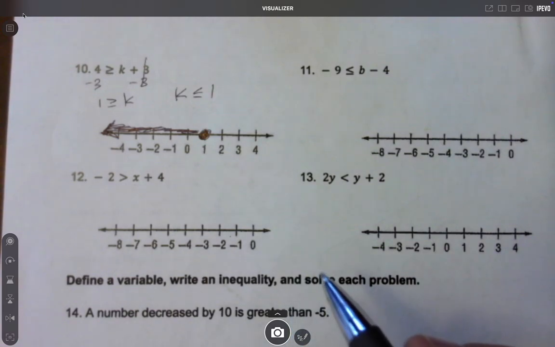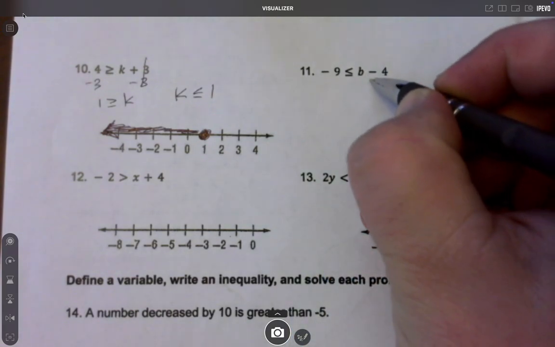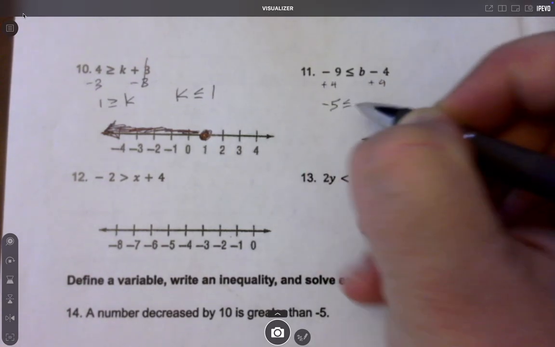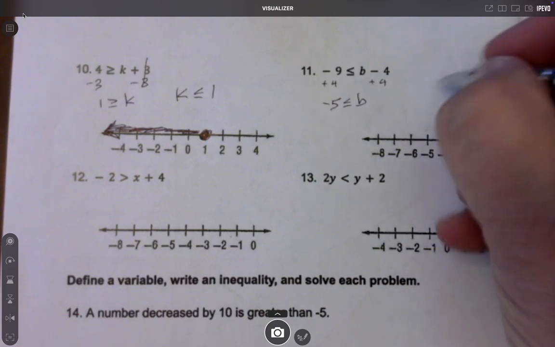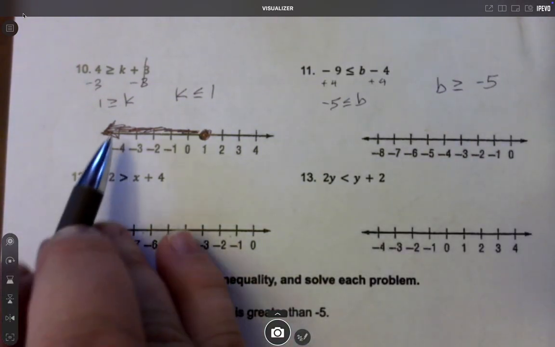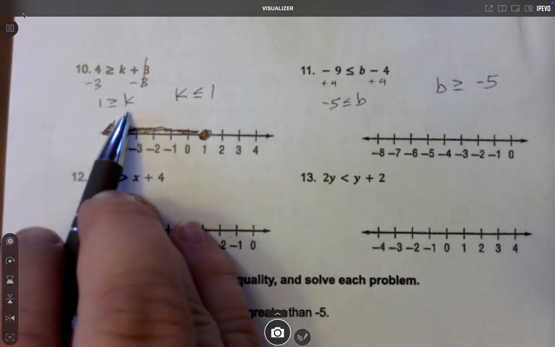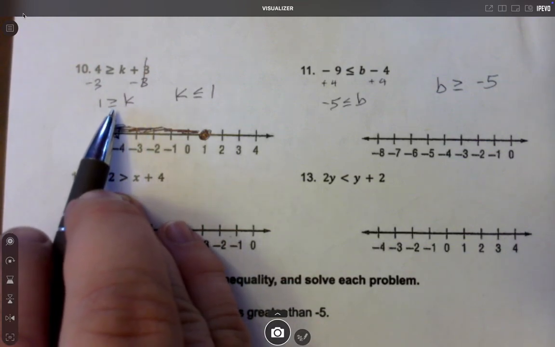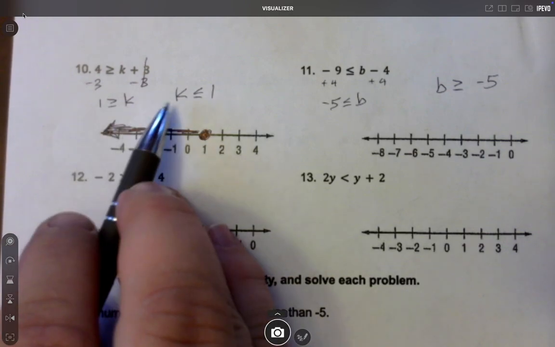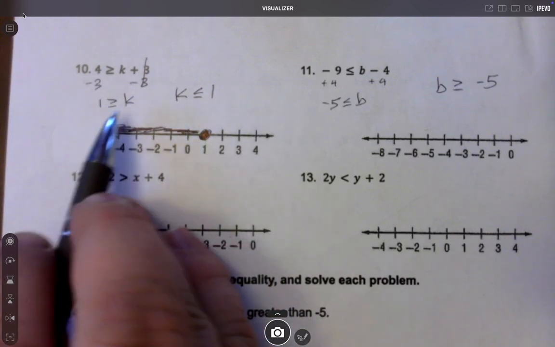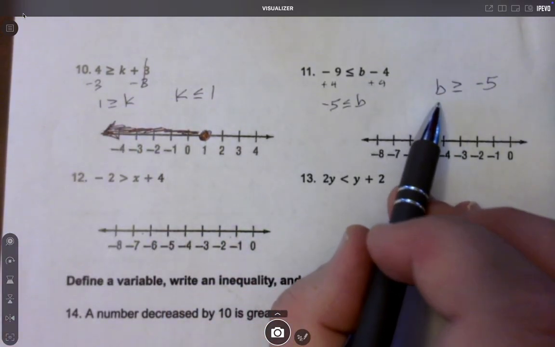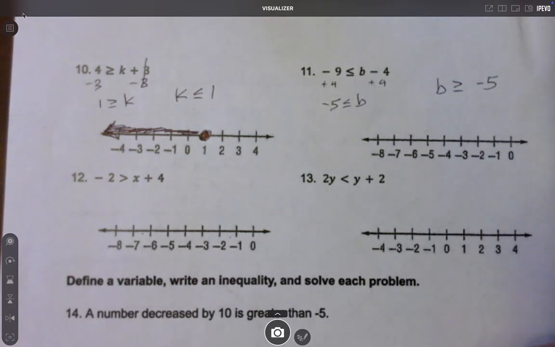So we'll do the same thing on number 11. We want b by itself, so we add 4 to both sides. We get negative 5 is less than or equal to b, which is the same thing as saying b is greater than or equal to negative 5. So notice in these, when I reverse which one's on the left and the right, I also reverse the inequality. This is telling us 1 is the bigger one, so k is the smaller one, which is true for both of these. This is saying negative 5 is the smaller one. This is saying b is the bigger one. Again, that's true in both cases.